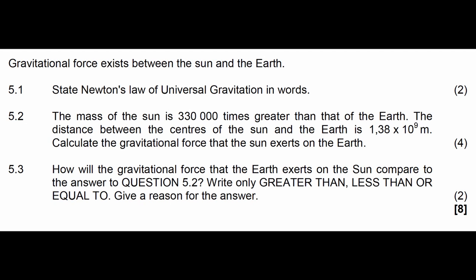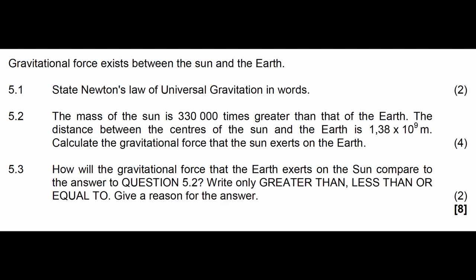Now, on to example number 2. Again, it's question 5, but this time it is from the Department of Basic Education's paper 1 of grade 11 in 2015. Okay, so the first question says, state Newton's law of universal gravitation in words. 5.2 says, mass of the sun is 330 000 times greater than that of the Earth. The distance between the centers of the sun and the Earth is 1.38 times 10 to the power of 9 meters. Calculate the gravitational force that the sun exerts on the Earth.